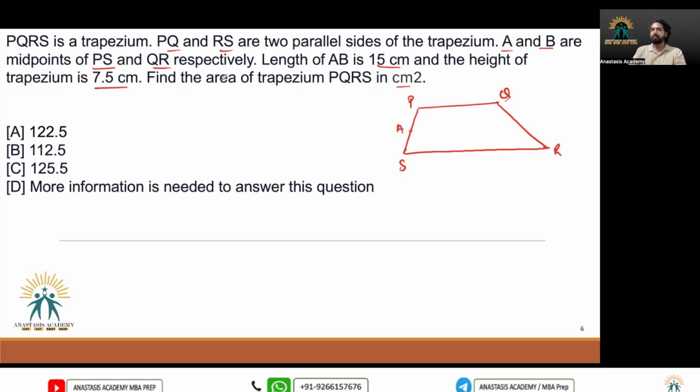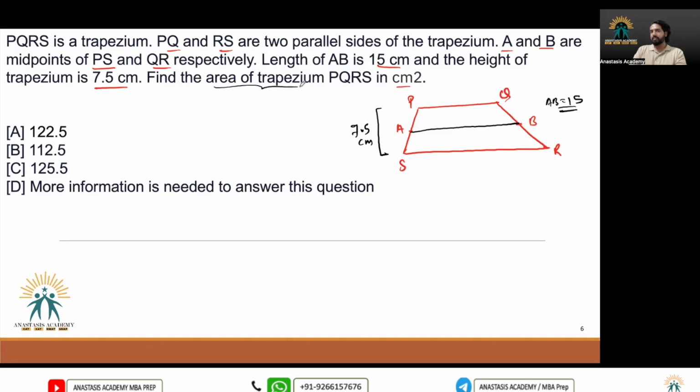and midpoint of QR is B. So this is point B here, and we have to join these 2 points. The length of this AB is given as 15, right? This is 15. Now, the height of this trapezium is given as 7.5 centimeters. So this much is given in the question.